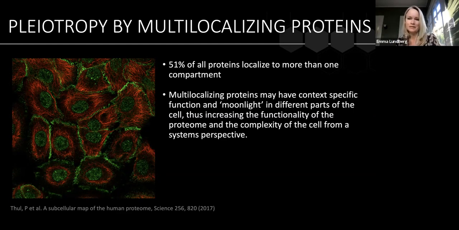And what is interesting is, of course, the pleiotropic effects that may arise from these multilocalizing proteins. So they may have a context-specific function, interact with different proteins, and moonlight in different parts of the cell, and thus increase the functionality of the proteome and also the complexity of the cell from a systems perspective. So if I would have to give one good reason for why we need to take spatial distribution into account when we model cell activity, this would be it. Because if we don't take this into account, we're basically losing out on a lot of potential protein functions.